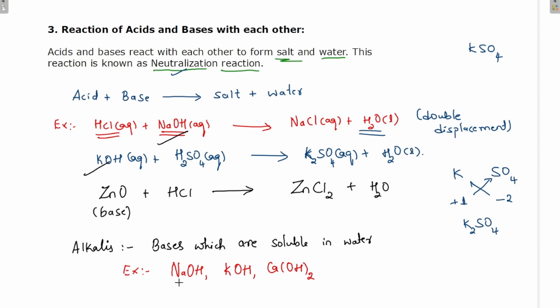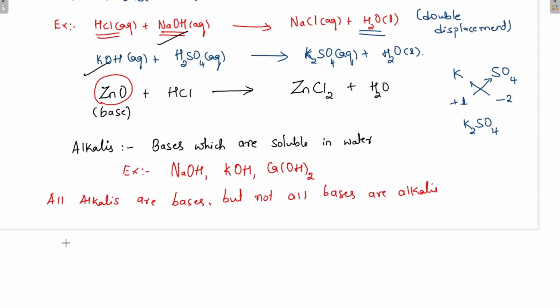But remember, not all the bases are soluble in water. Like I said, this zinc oxide is a base, but it is not soluble in water, so it is simply called bases. So what conclusion can we draw from this? All alkalis are bases, but not all bases are alkalis. And we can give many examples for insoluble bases like zinc oxide, copper oxide, iron oxide, aluminium oxide, and their respective hydroxide also insoluble.